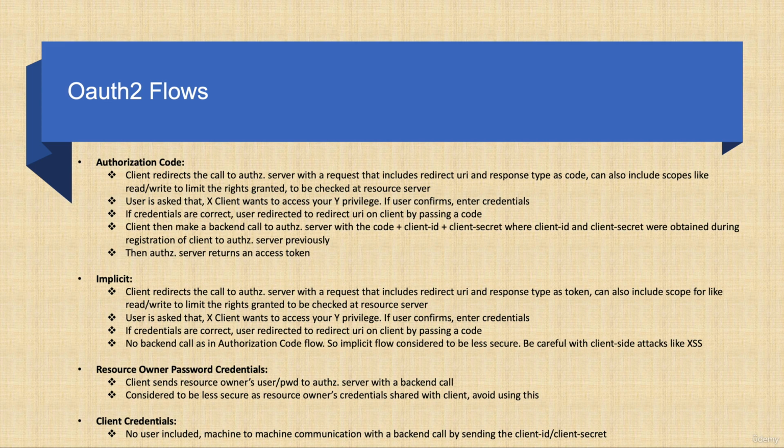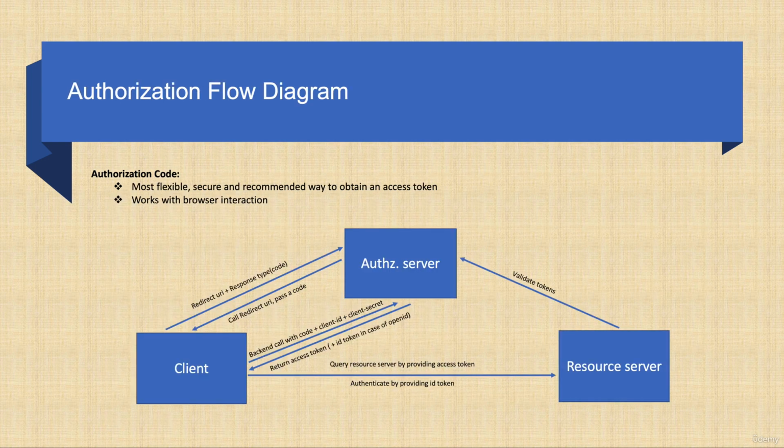And in the fourth one, client credentials flow, there is no user interaction. It is machine-to-machine communication with a backend call by sending the client ID and client secrets. This one is used to provide some functionality from a server, but this functionality does not depend on a user.